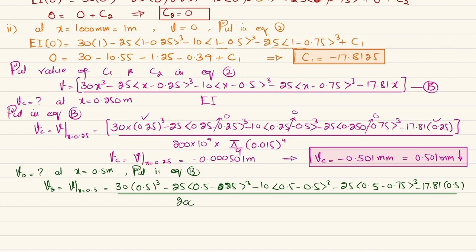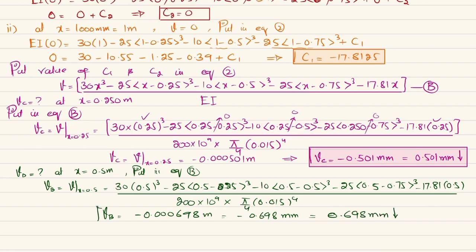So E is 200 gigapascal, so 200 into 10 raised to power 9, and I for circular rod is pi by 4 R power 4, so R is 0.015 power 4. When you solve this, you will get VD is equal to minus 0.0000698 meter, or you can say minus 0.698 millimeter, and that is downward. So this is the deflection at point D.